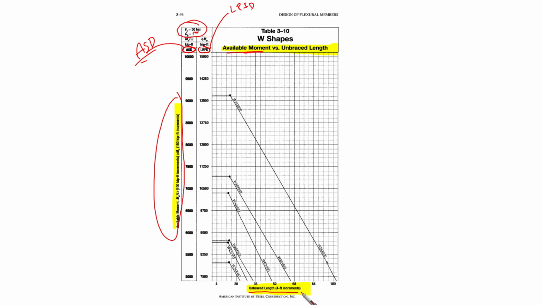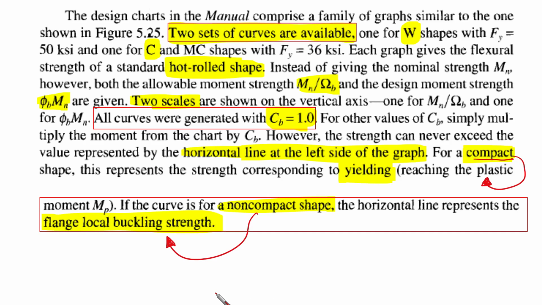The horizontal axis is going to give us the unbraced length. Take care of the units being used. The units used here are kip-foot, and here it is in foot as much as I can see. It is a 4 foot increment, so maybe it's not 1 foot here. It is an increment of 4 feet. I mean, that is 4, 8, 12, and so on. Okay, so this is how it works here.